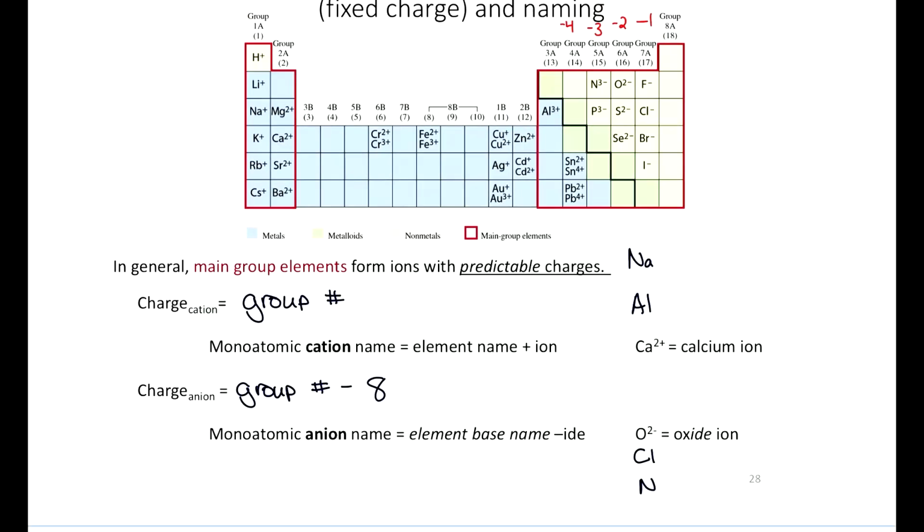Naming for anions is a little bit different. It's the monoatomic anion name with the element base name with the ending "ide." And I'll talk about this a little bit later. I just want to introduce it right now. If I'm talking about an oxygen atom, I say oxygen atom, that's charge neutral. But if I'm talking about oxygen with a 2- charge, I don't say oxygen ion. No, I call it an oxide ion. So anions always have the "ide" ending. So let's go through these examples.